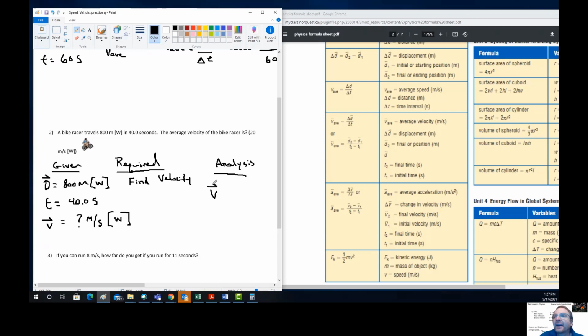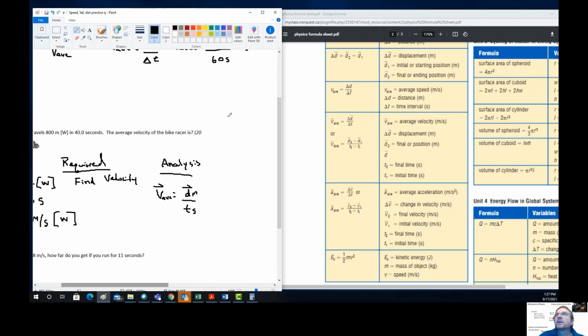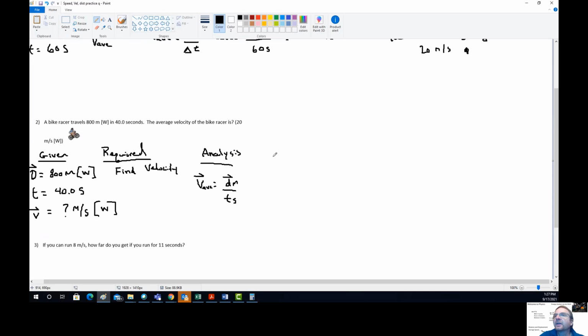Put the little arrow for vector, V average. Displacement, of course, in meters, over good old time in seconds. Let's plug it in. Let's go to solve. We got 800 meters west. That's displacement for sure, magnitude and direction. And over 40.0 seconds. So three significant digits here.